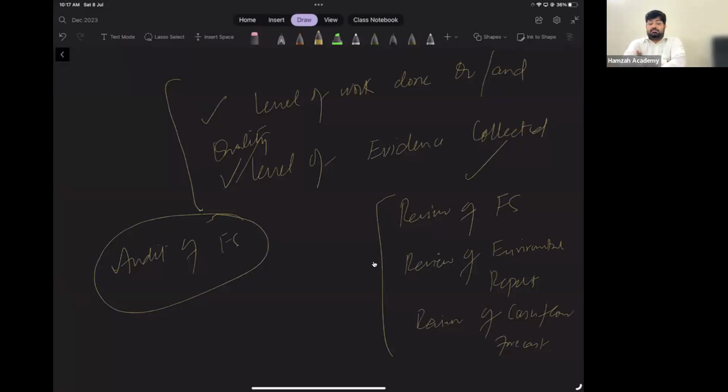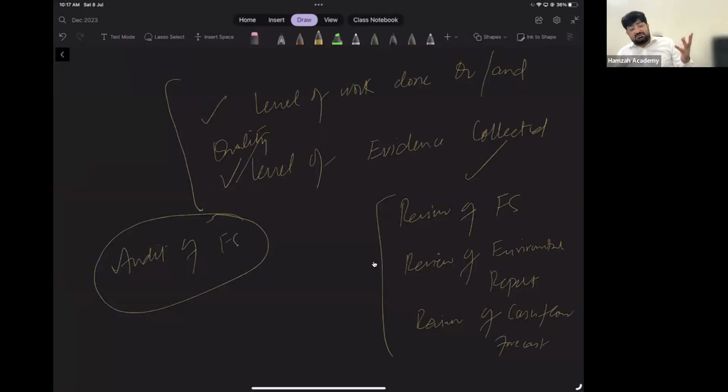For example, a company asks us, Mr. Hamzah, your auditor, can you report on our ethical aspects, whether we are ethical or not. Now, ethics involve too much judgment. And there might be so many issues. Now, I have to perform work to check whether this company complies with the ethical code or not.